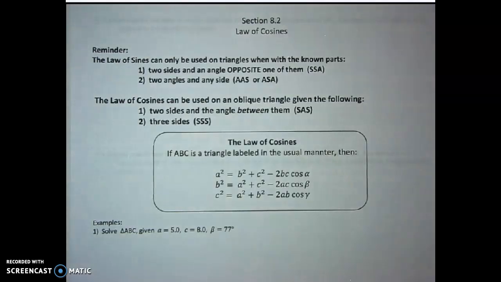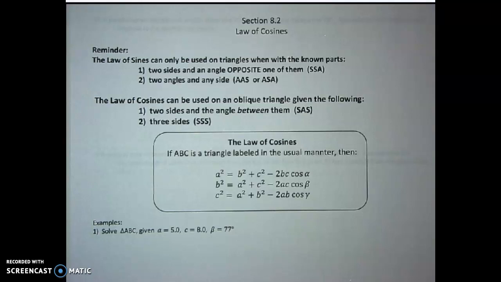Section 8.2 is the law of cosines. So a reminder that the law of sines can be used on triangles when the known parts are two sides and an angle opposite one of them, so side-side-angle, or you have two angles and any other side, so angle-angle-side, or angle-side-angle.